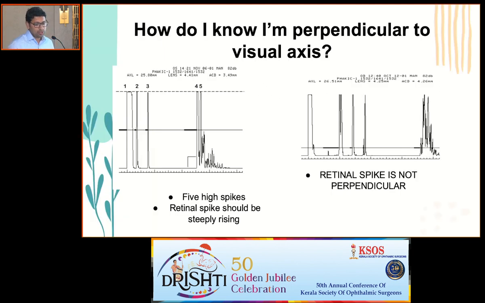So how do we know the probe is perpendicular to the visual axis? As we discussed, there should be all these five or six spikes. If you see the fourth spike, it should be exactly 90 degrees from the baseline. In the second picture, you can see the retinal spike is not perpendicular. In that case, you have to repeat the scan.